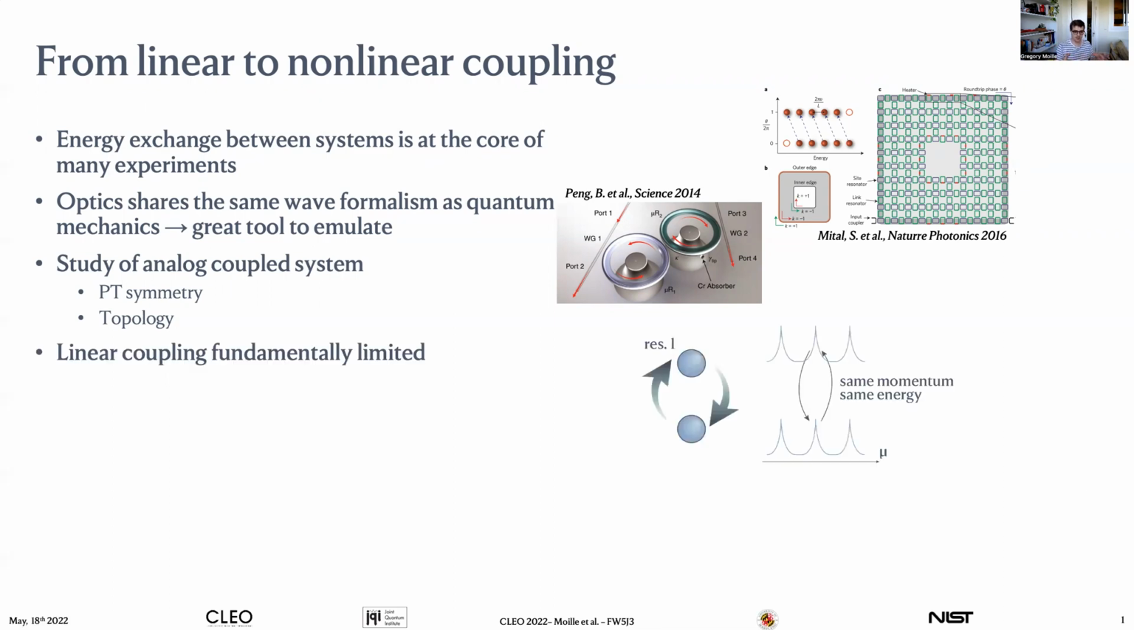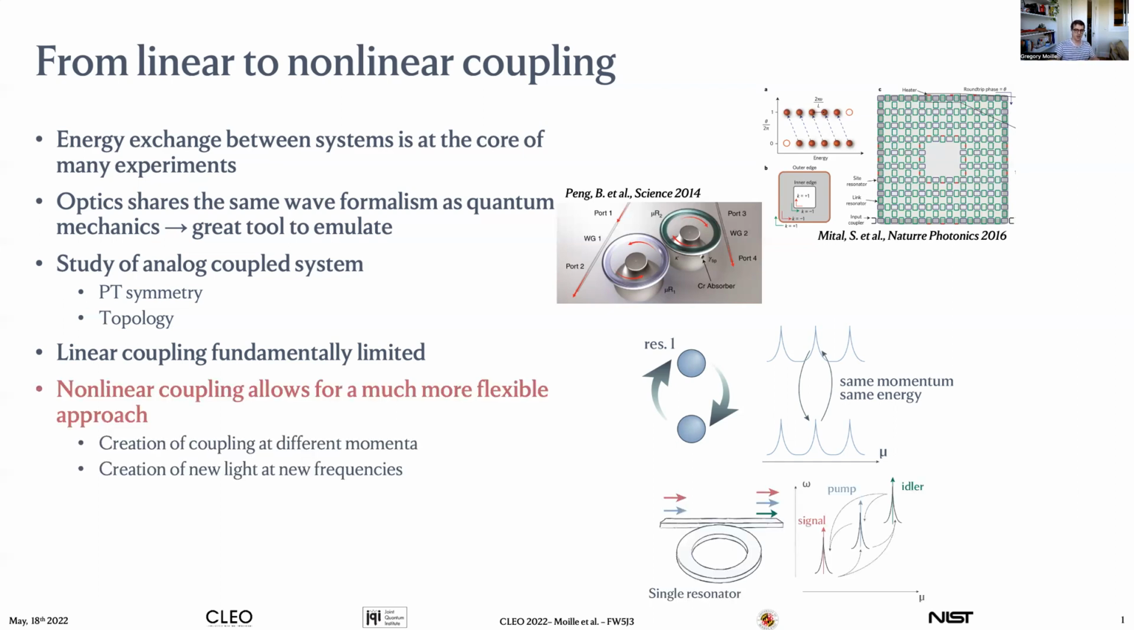But all these systems rely on linear coupling. That means you take two resonators and you bring them together, and only resonances that have the same momentum and same energy will couple together. And that's a fundamental limitation of linear coupling.